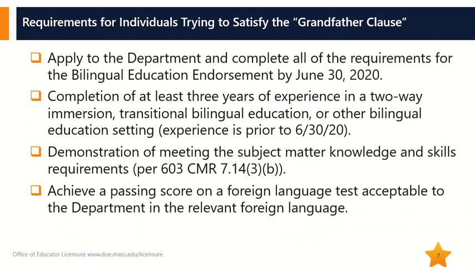Let's take a look at all of the requirements for individuals trying to satisfy the requirements of the grandfather clause. They consist of completing at least 3 years of employment in a bilingual education setting, demonstrating meeting the subject matter knowledge and skill requirements, and achieving a passing score on a foreign language test acceptable to the department. Again, applicants must apply and satisfy all of these requirements by June 30th, 2020 to qualify for the endorsement through this path. We will cover options to satisfy and document requirements later in this presentation.